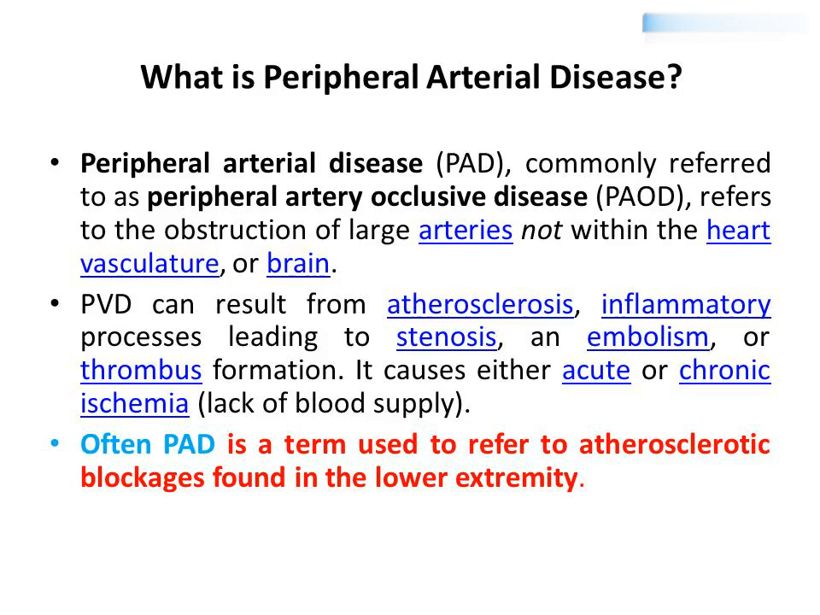What is peripheral arterial disease? Peripheral arterial disease, PAD, commonly referred to as peripheral arterio-occlusive disease, PAOD, refers to the obstruction of large arteries not within the heart vasculature or brain. PVD can result from atherosclerosis, inflammatory processes leading to stenosis, and embolism or thrombus formation. It causes either acute or chronic ischemia, lack of blood supply. Often PAD is a term used to refer to atherosclerotic blockages found in the lower extremity.